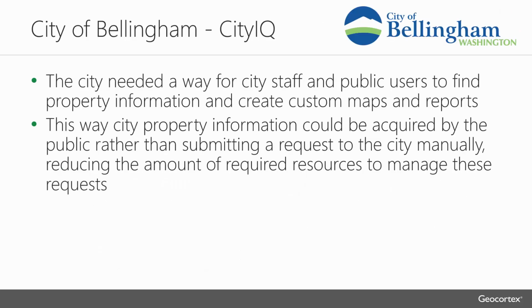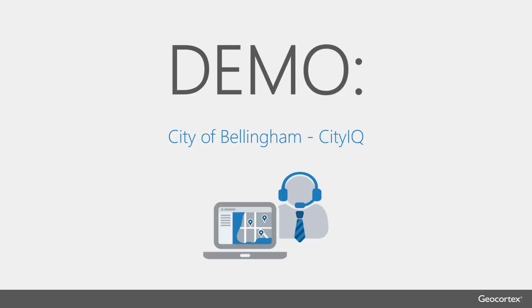So the last example we'll look at here is the City of Bellingham, and we're going to be looking at their City IQ app. So the city needed a way for city staff and public users to find property information and create their own custom maps and reports. This way city property information could be acquired by the public rather than submitting a request to the city manually, and therefore reducing the amount of required resources to manage these requests. So let's jump in here right away.